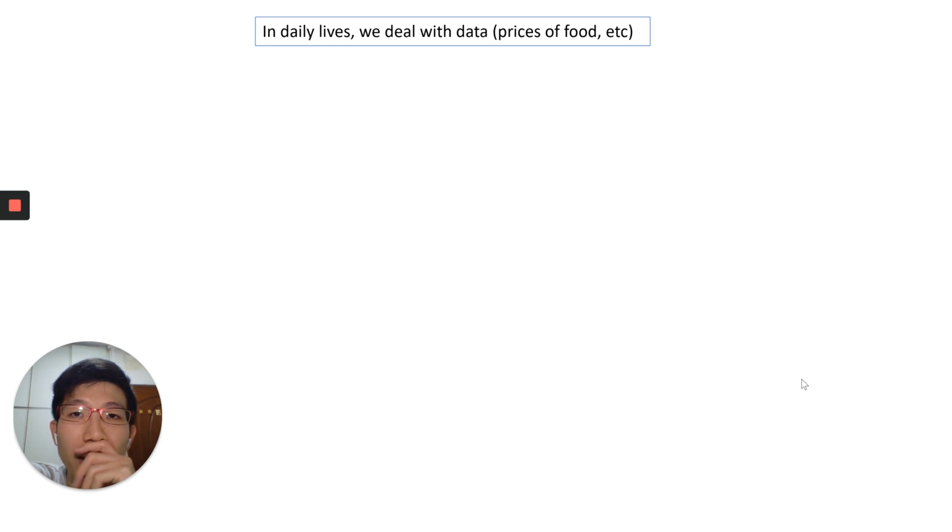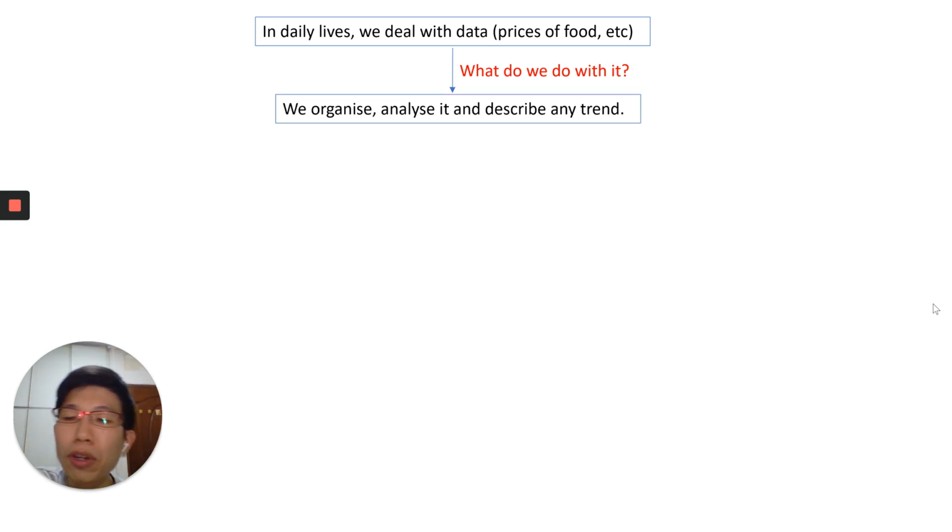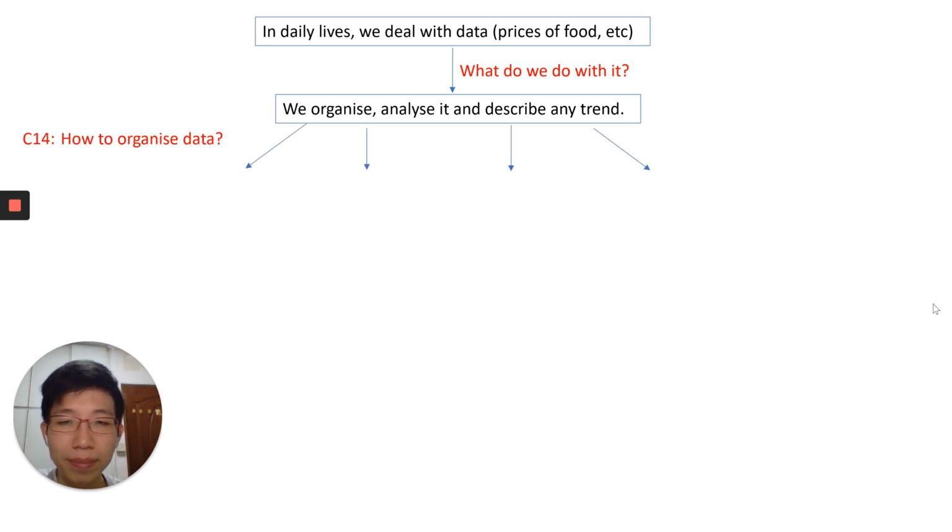So in our daily life, right, we deal with a lot of data. For example, the price of food, the price of your lunch, the price of anything, or even some numbers that you deal with in your daily life. So now the next thing is, what do we do with this data? Basically, we would like to organize it, analyze it, and describe some trends from this data to help us in predicting the future or something like that.